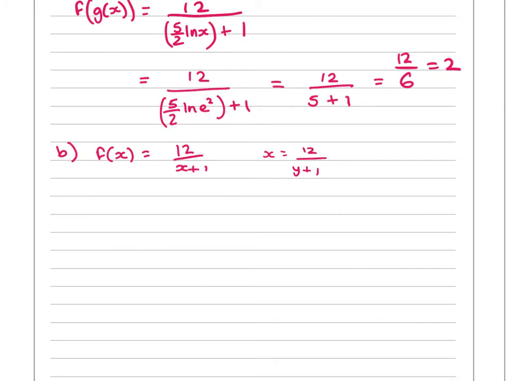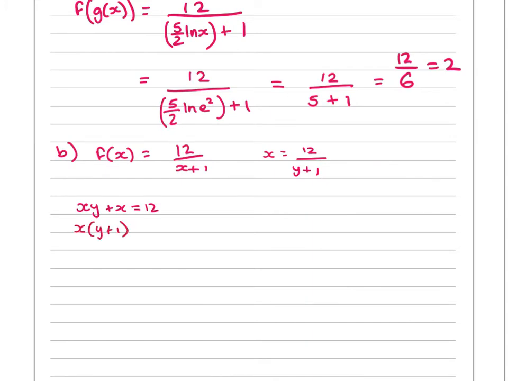So I'm going to multiply both sides by y plus 1. So I'm going to get xy plus x equals 12. I then need to factorise out x. No, I don't, sorry. xy plus x equals 12. Yes, I do need to factorise x.